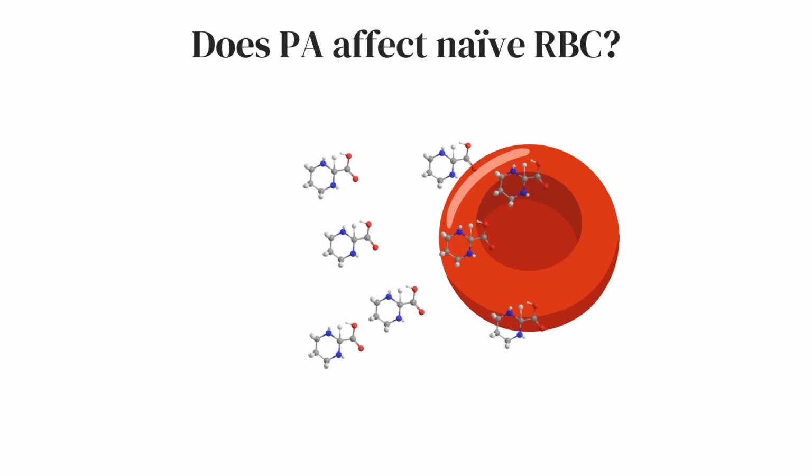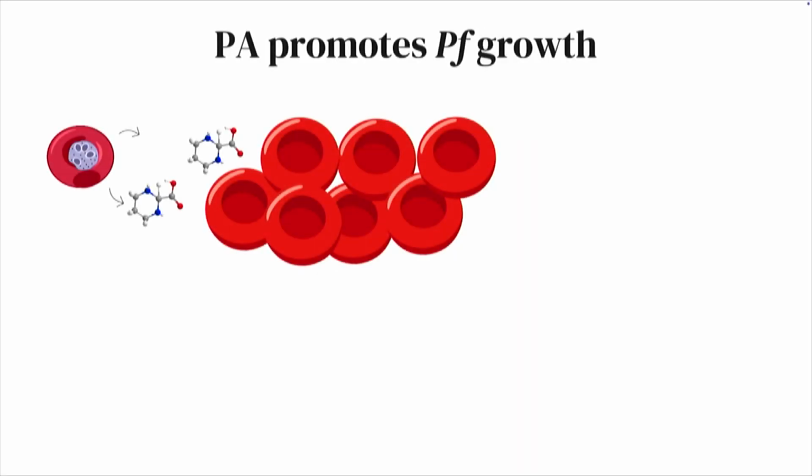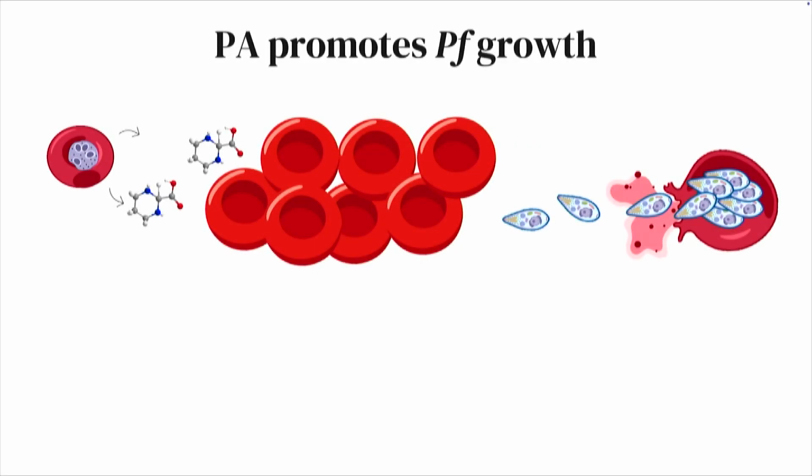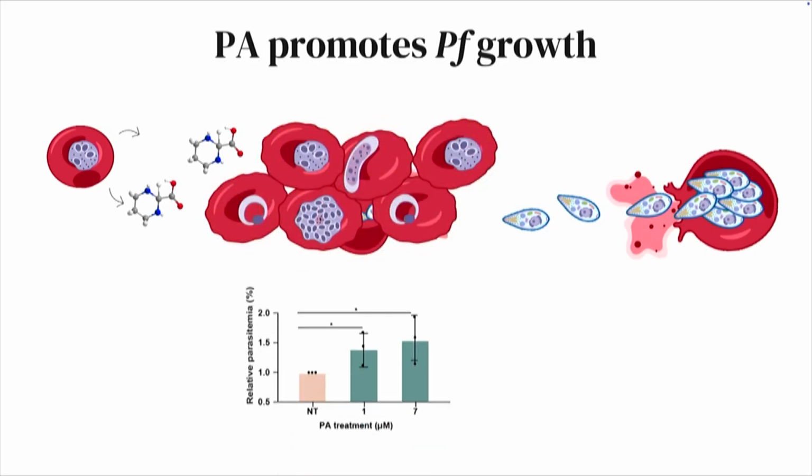Then we introduce the parasite to these treated cells and monitor their growth. And remarkably, we found out that the parasite really liked these treated cells and grew in them much better. But why? We know that it is easier for the parasite to invade softer membranes. Therefore, we decided to measure the mechanical properties of these cells using atomic force microscopy.